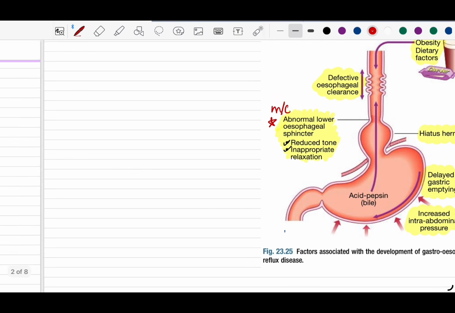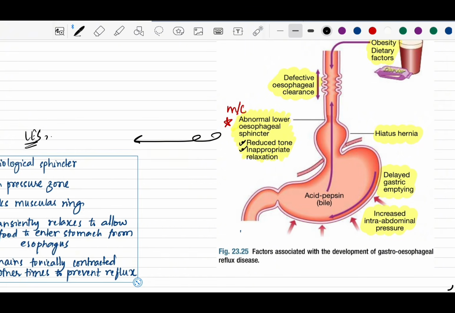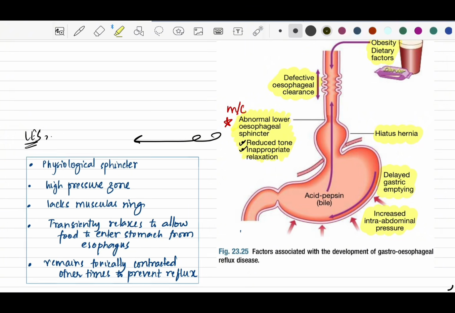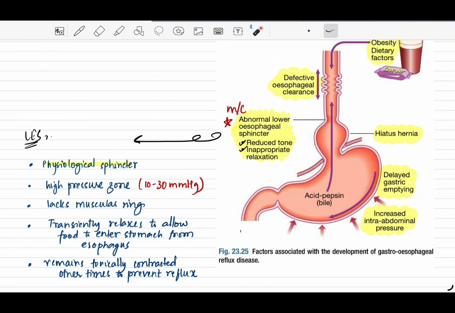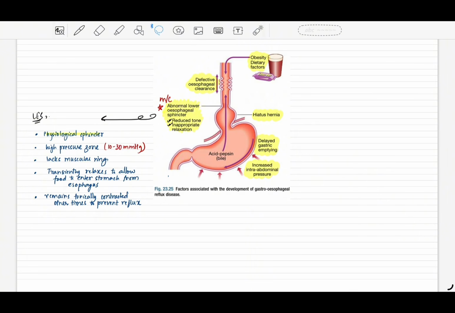However, in order to understand the main pathophysiology behind this, let's first understand the lower esophageal sphincter and its physiology. So it's a physiological sphincter, which means that it is a high pressure zone. This pressure is somewhere between 10 to 30 millimeter of mercury. It lacks a muscular ring that makes up other sphincters of the body, for example, the pyloric sphincter. It transiently relaxes only to allow food to enter the stomach from the esophagus and remains tonically contracted at other times to prevent reflux. Now let's discuss the components of the lower esophageal sphincter in a little bit more detail.